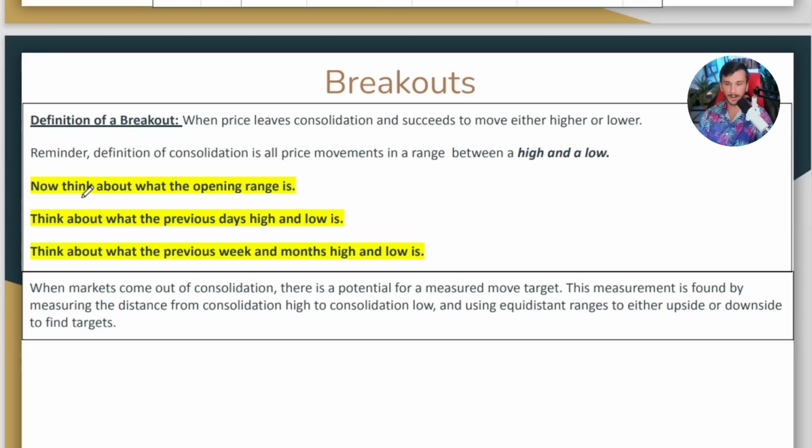Now, think about what the opening range is. Monday's high and low. Now think about what the previous day high and low is. And think about what the previous week, month, and day high and low is. All right. Previous month, still a consolidation. The previous week is still a consolidation. And of course, the previous day. But if we break out of a previous day's range and it succeeds, we are now in breakout. We have closed outside of that range.